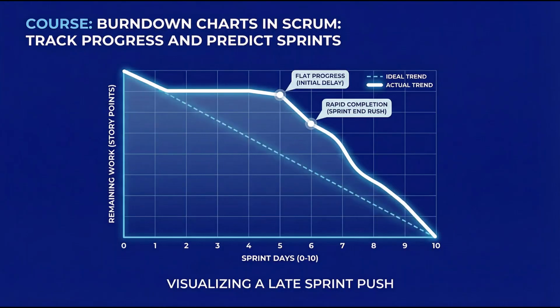Pattern number 7, the late sprint surge. Different from the hockey stick, work starts slow, then accelerates smoothly in the second half of the sprint. What it means: the team needs warm-up time to understand the work, or complex tasks are front-loaded without showing progress.